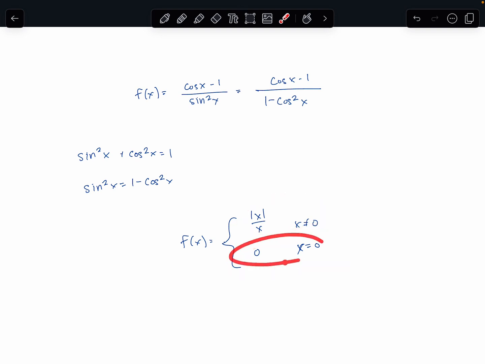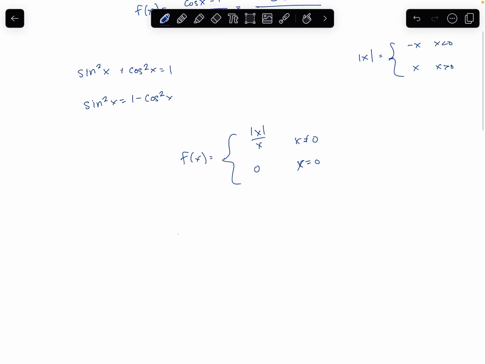So here's the first part at 0, but then to the left and to the right, it's going to be this function. And this function right here, again, the absolute value of x is a piecewise function in and of itself. It's equal to negative x when x is less than 0. It's equal to regular x when x is greater than 0. So I can even expand this function, piecewise function, into more distinct 3 parts.